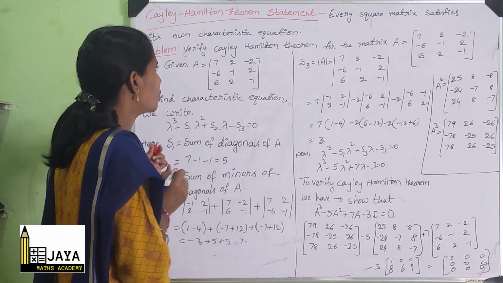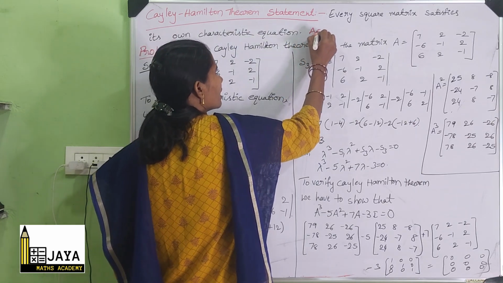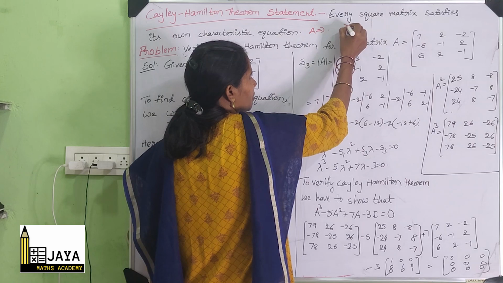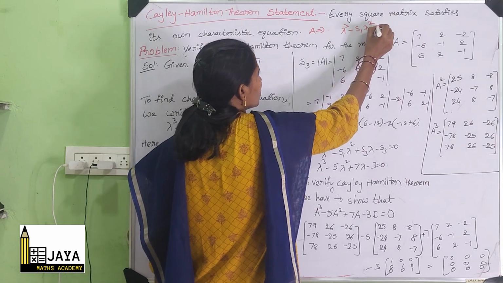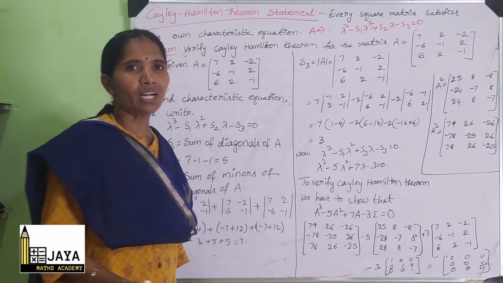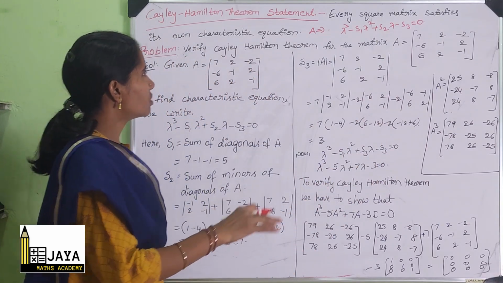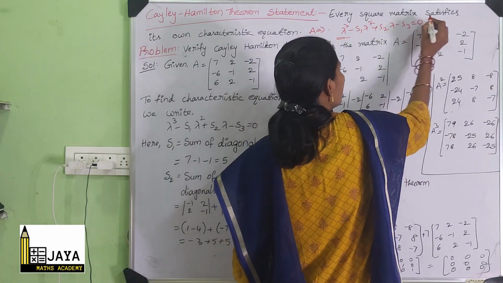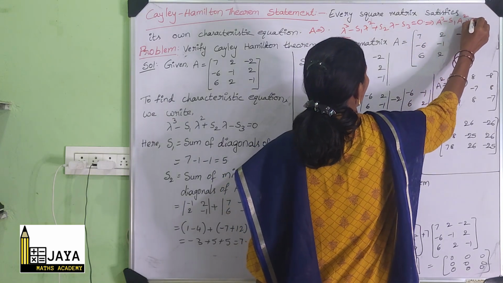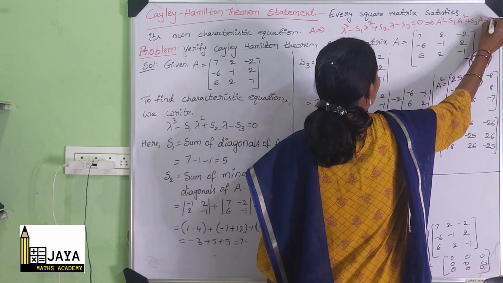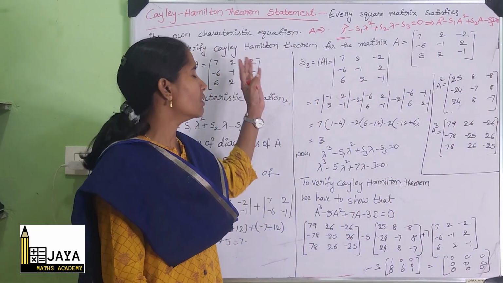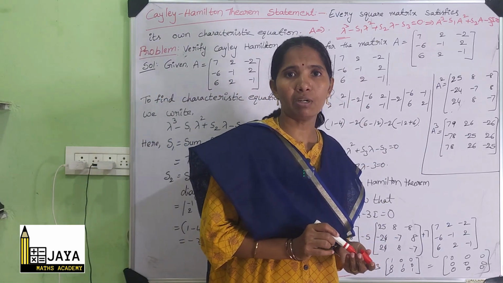We know that characteristic equation is, for example, A is a matrix. We have the characteristic equation for a 3 by 3 matrix: lambda cube minus s1 lambda square plus s2 lambda minus s3 is equal to 0. So what does own characteristic equation mean? If in the place of lambda we substitute A, we get A cube minus s1 A square plus s2 A minus s3 I is equal to 0. This is the meaning of the Cayley-Hamilton theorem.